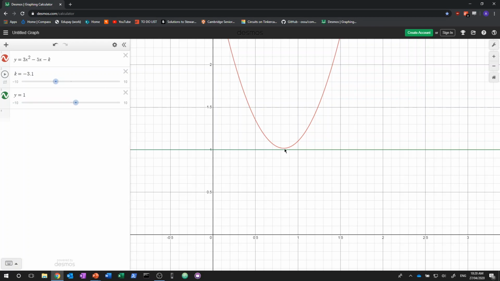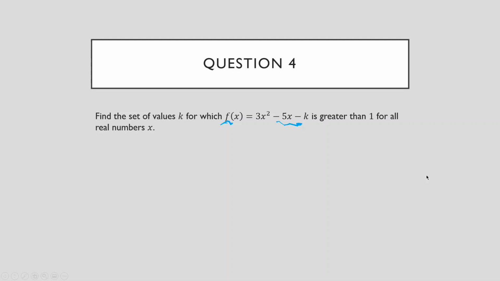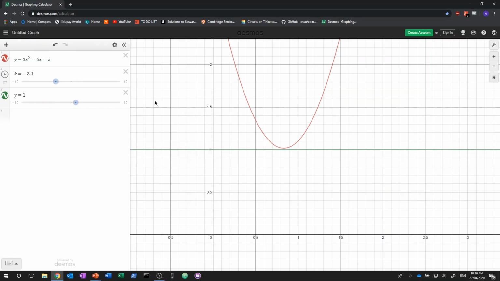So the value of k for which these two graphs intersect is somewhere in between -3 and -3.1. So how do we go about answering this question? Find the set of values of k for which this function is greater than 1 for all real numbers x. Okay, so we could use the approach: figure out what value of k makes them intersect, and then just write your answer as k has to be less than that number.